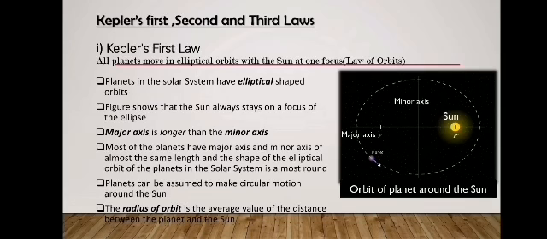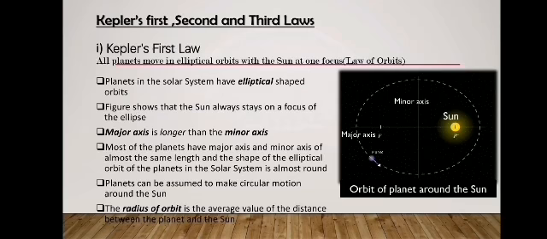Kepler's first law: all planets move in elliptical orbits with the Sun at one focus. Law of orbit. Planets in the solar system have elliptical-shaped orbits. The figure shows that the Sun always stays at a focus of the ellipse. The major axis is longer than the minor axis.